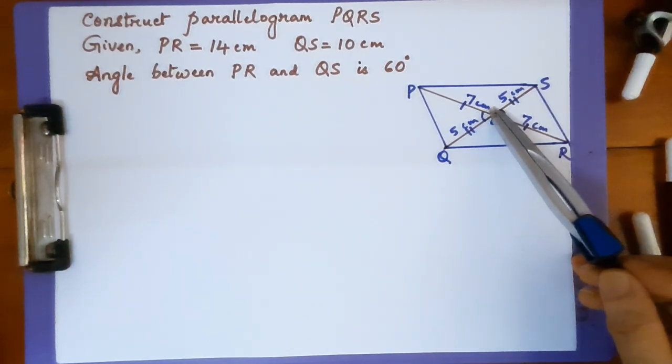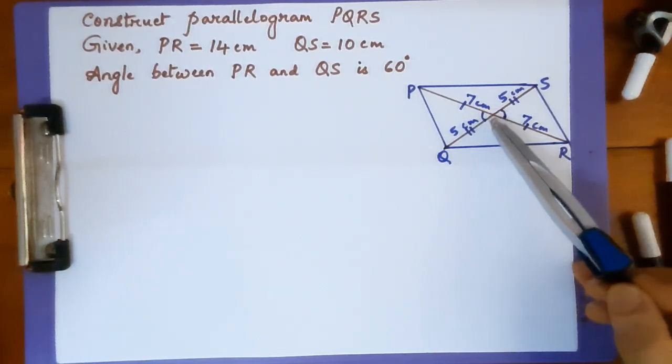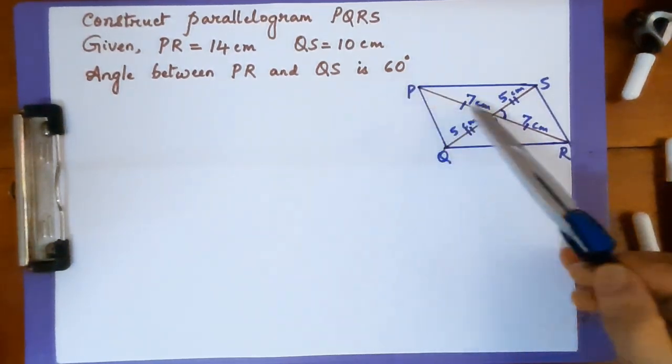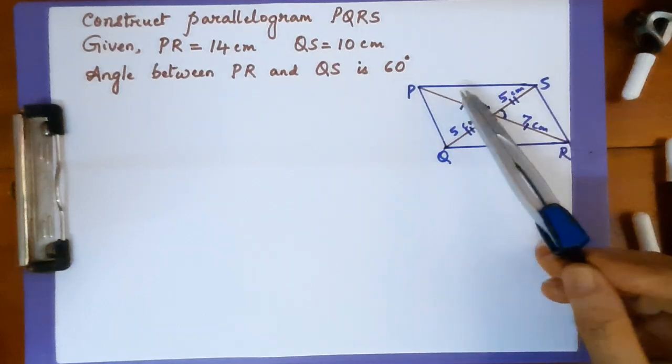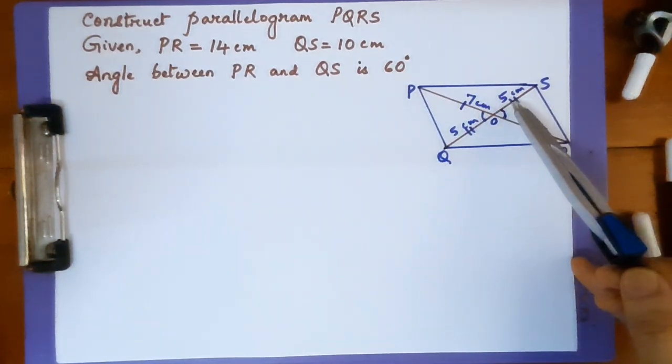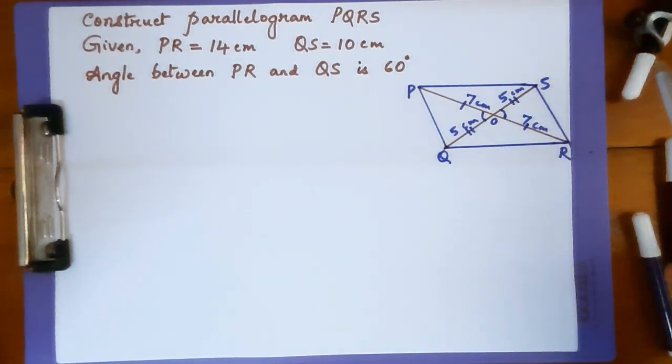The other adjacent angle of this 60 degree is 120 degree, obtained by deducting 60 degree from 180. If instead of 60, 120 degree is given, we would get the same parallelogram. So let us construct now this PQRS.